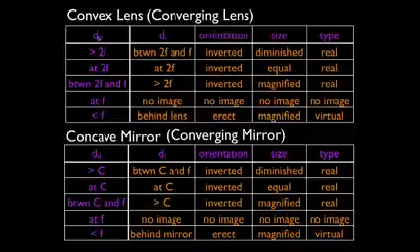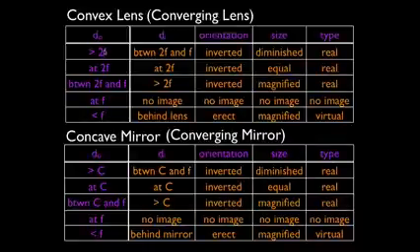This is the object distance. These are the 5 that we went through. Here's the image distance, the orientation, the size, and the type. Now here's the same thing for the concave mirror, which we'll do in the next video. Here's the object distance. There's 5 of them. Here's the image distance, the orientation, the size, and the type of the image.